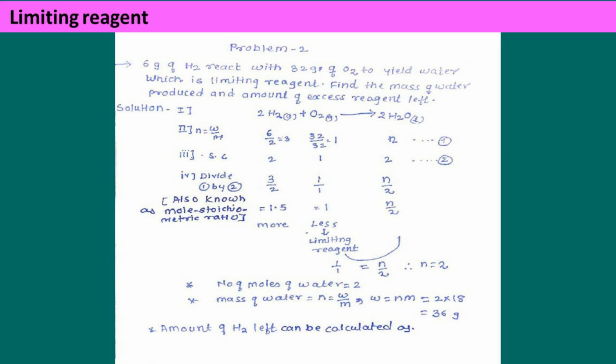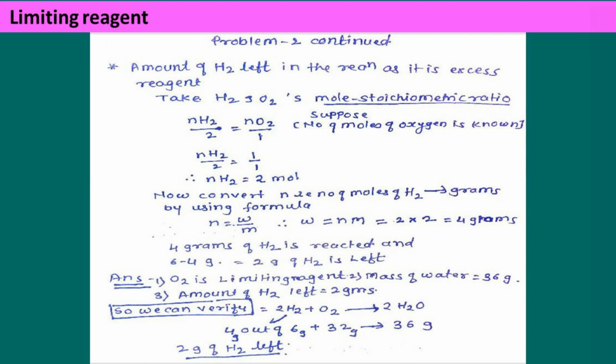What is the mass of water then? For the mass of water, use the formula n is equal to W upon M. So, W is equal to n times M, where the number of moles of water is 2 and the molar mass of water is 18. 18 into 2 is equal to 36 grams. The amount of hydrogen left can be calculated as it is the excess reagent. In the next slide, we will continue the problem.